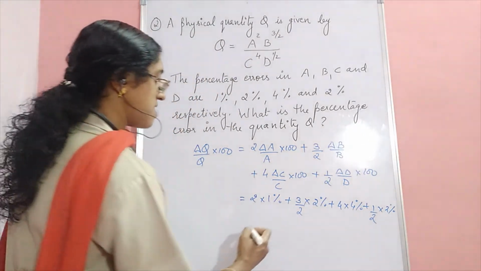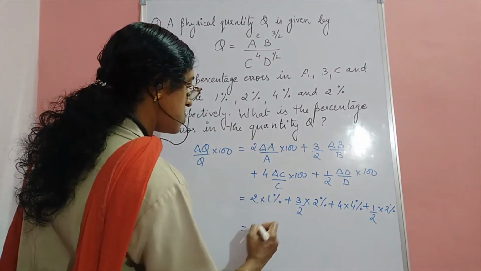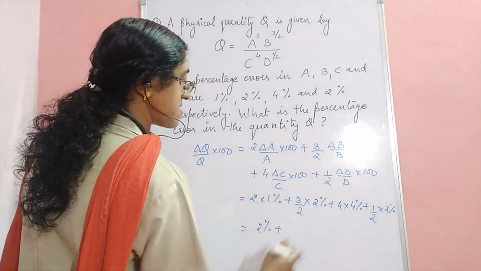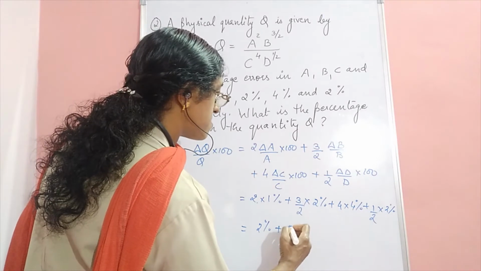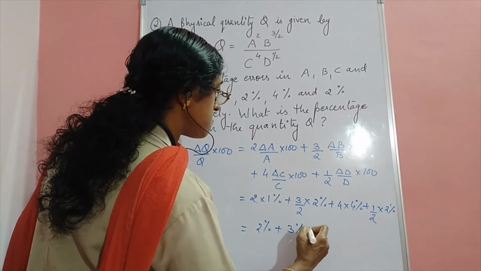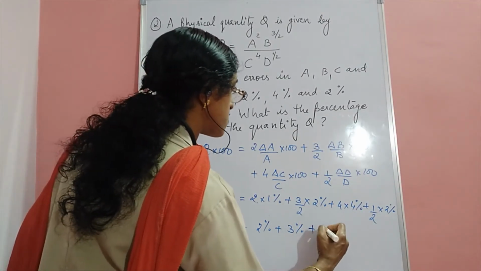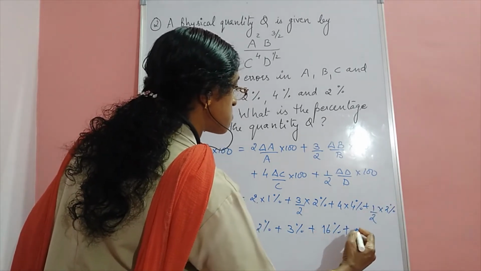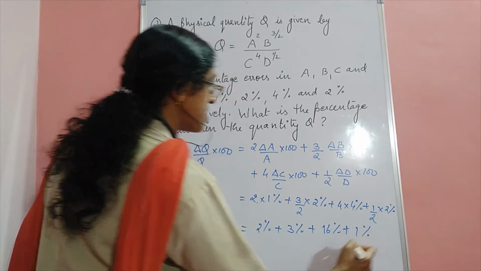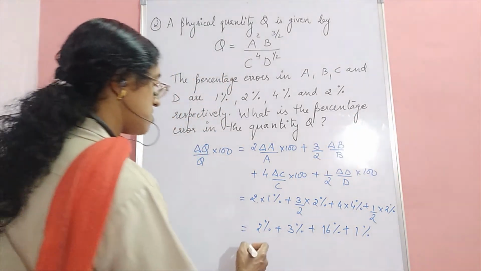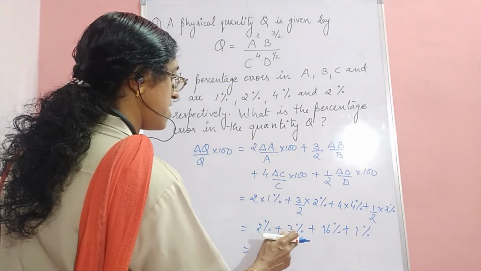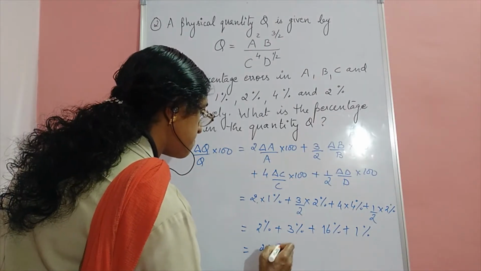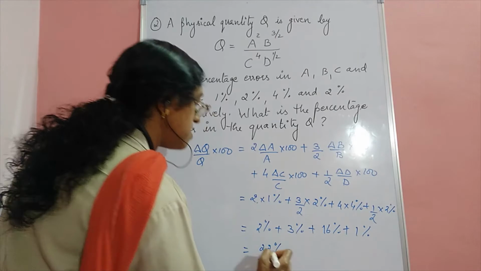So what's the result that we are going to get? It is 2 into 1% is 2% plus 3 by 2 into 2%, the 2 gets cancelled, so you'll be left with 3%, plus 4 into 4 is 16% plus 1 by 2 into 2%, the 2 and 2 get cancelled, so you are left with 1%. So the result would be 2 plus 3 is 5, 5 plus 16 is 21, plus 1, it would be 22%. So that's the result.